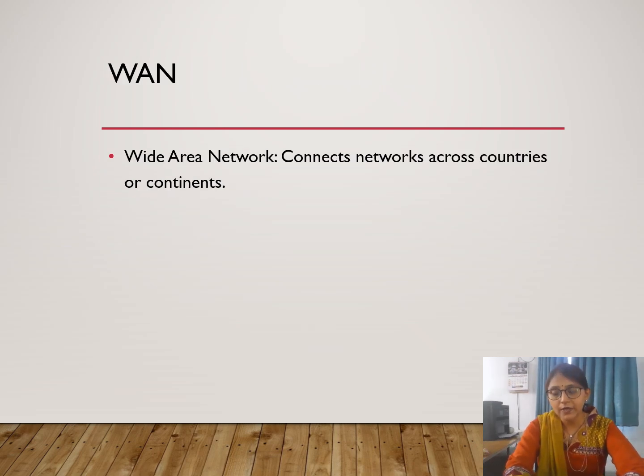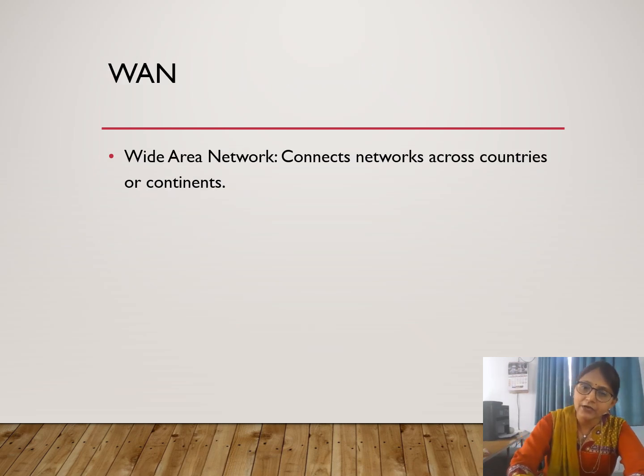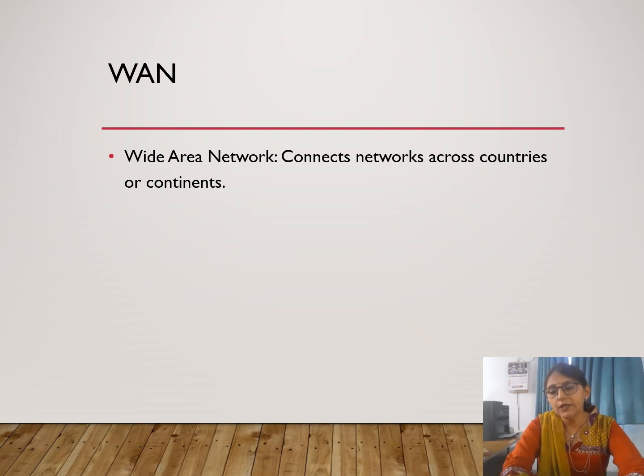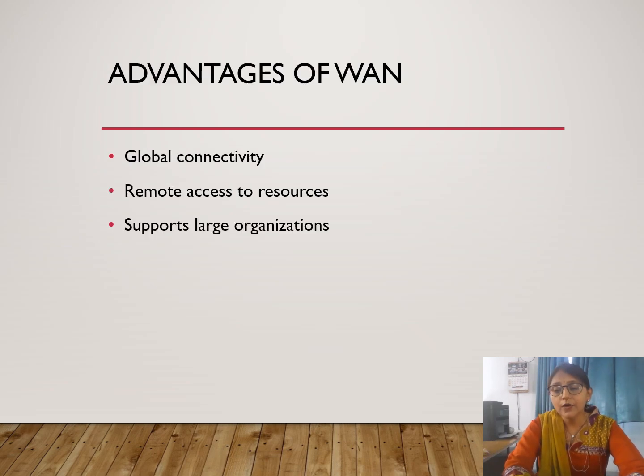Now our third network type, WAN, the wide area network. It covers a whole country, or it covers the world. A wide area network connects networks across countries or the entire world. The internet is the basic and most common example of a wide area network. Now what are the advantages of WAN? It provides global connectivity, and the internet is the best example of WAN. With remote access and resources, we can work globally. Large organizations can use remote access, and resources are also provided on the WAN.